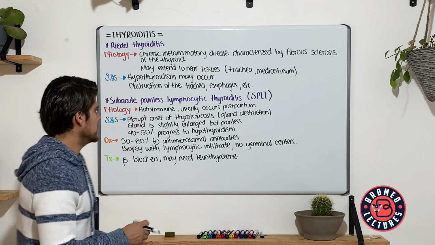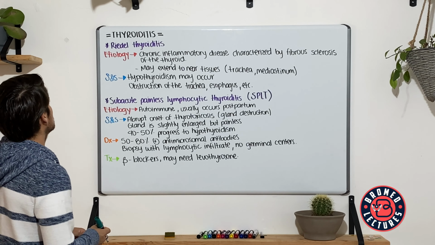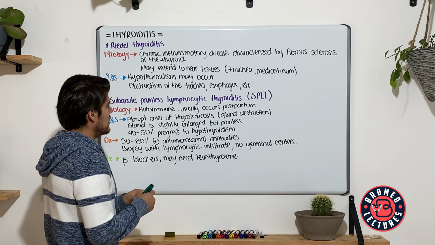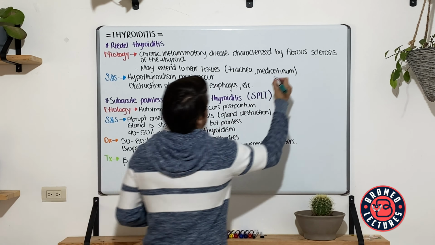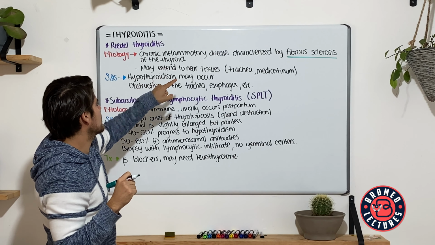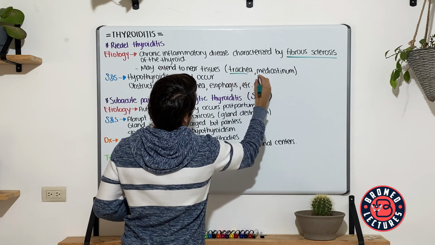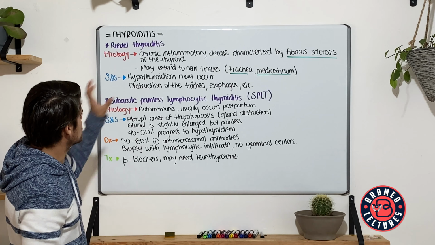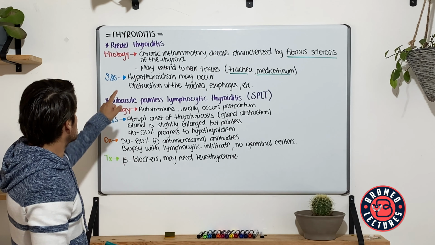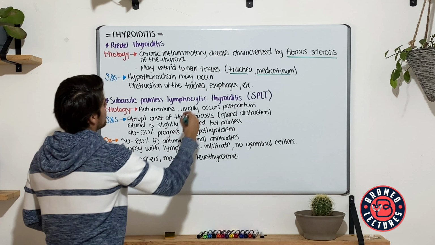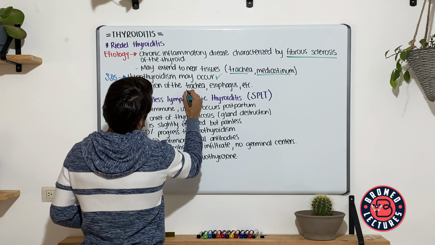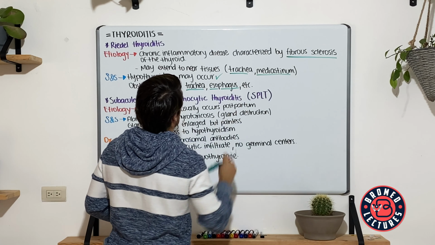Okay, so now let's finish with the last two thyroiditis. The first one being Riedel thyroiditis. For its etiology, it is a chronic inflammatory disease, and it is characterized by the deposition of fibrous sclerosis in the gland, and particularly it may extend to nearby tissues such as the trachea or the mediastinum. Particularly the etiology has not been well elucidated, but it is associated with other sclerosing conditions. For the signs and symptoms, hypothyroidism may occur if it develops for long enough, and obstruction of the trachea and the esophagus and mediastinal structures may develop.